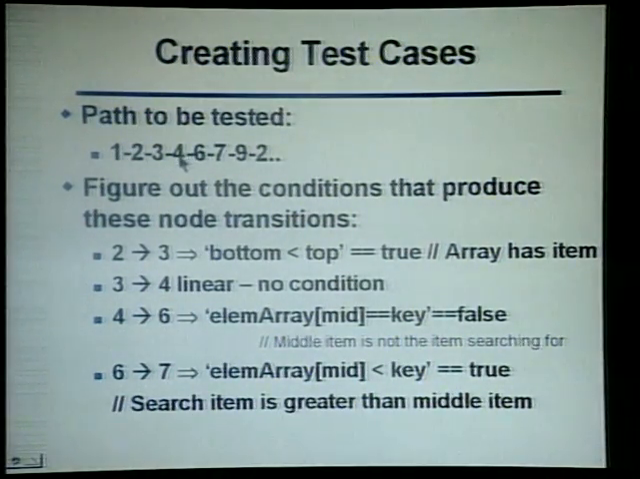Next, we have to see how we can go from node 4 to node 6. Now we go from node 4 to node 6 if this condition is false. So we have to select the values of our array in such a way that this condition becomes false, so that we can move from node 4 to node 6. And similarly, we have to see which values will force our program to go from node 6 to node 7.